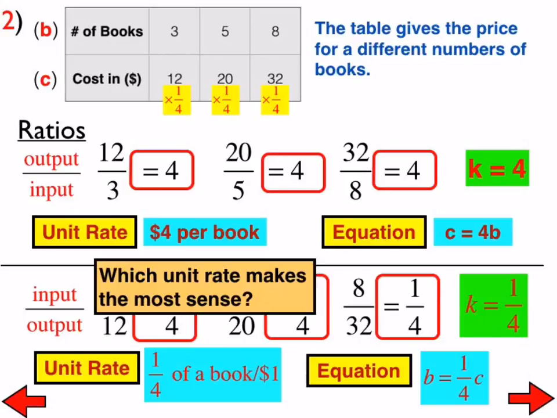All right, let's go to number 3. Oh, wait a second. I have one more question, because we've come across this before. Which unit rate makes the most sense? In other words, what unit rate would be more of a thing that you've heard before? $4. Yeah, and that's the direction that you really should try and head. And that's normally the output over the input. Neither one of them is incorrect. They both represent the same scenario, but one makes more sense than the other, okay?